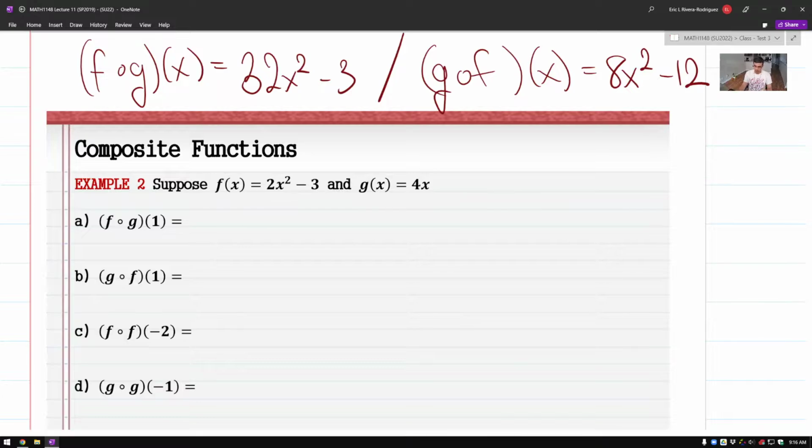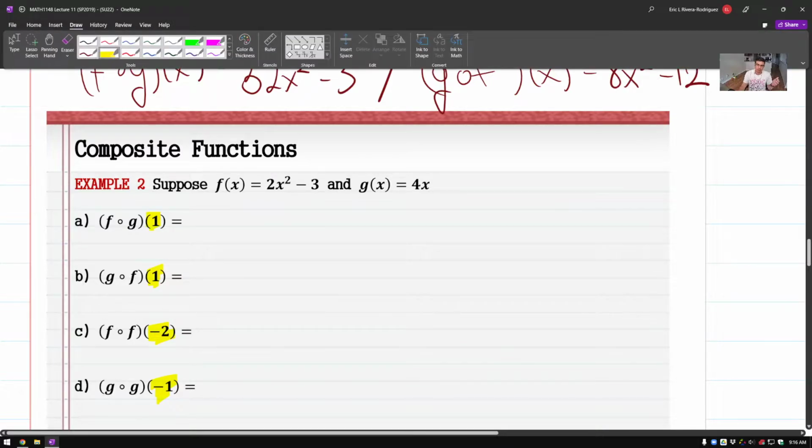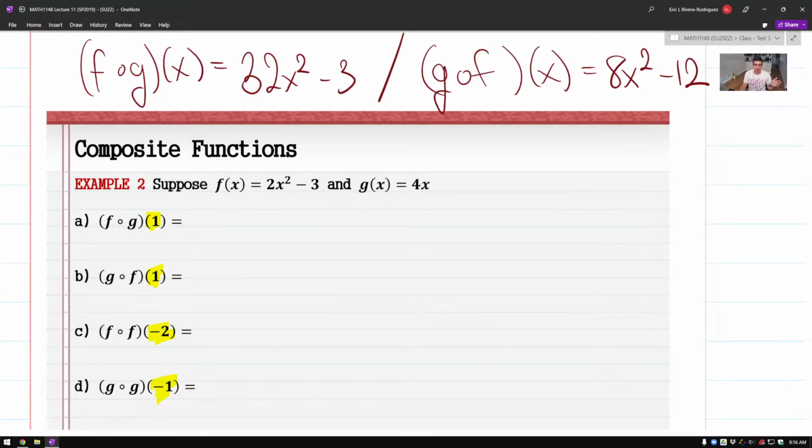Okay, now what we have here is an actual value for x. So what we are going to do is just evaluating. We are going to be doing an evaluation for each function. So f composition of g when the value of x is 1 is, we are going to take this 32, and then we are going to replace x with 1, minus 3. So this is 32 minus 3, and that is going to give us 29.